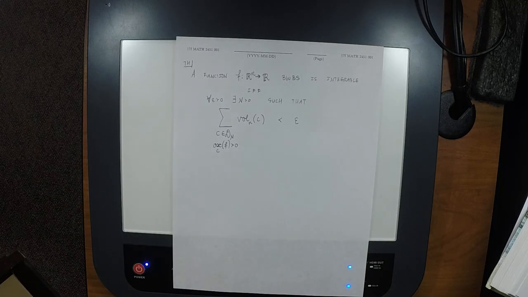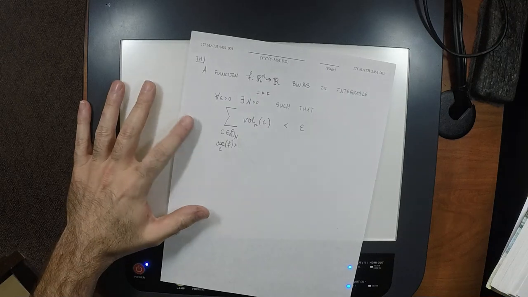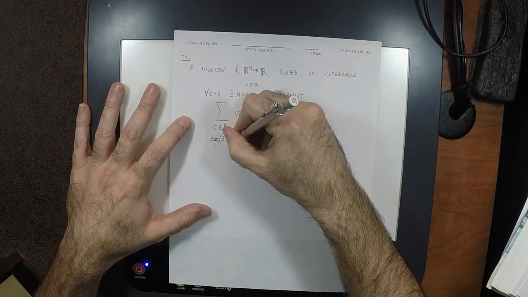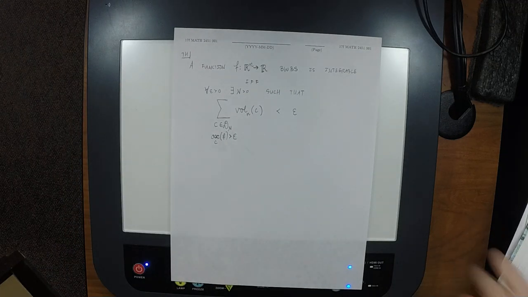So now this is kind of a difficult statement to parse, yes? So you said the oscillation of f is greater than epsilon. Greater than epsilon. Thank you. I hope I said epsilon, but at any rate, I wrote 0. So this should be greater than epsilon. Okay.